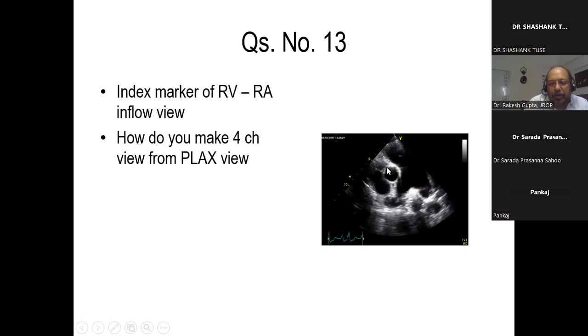This is not purely a short axis view at aorta. This is a modified short axis view at aorta. It is known as something else. I told you about this view. And this view is related with this kind of RV inflow view.